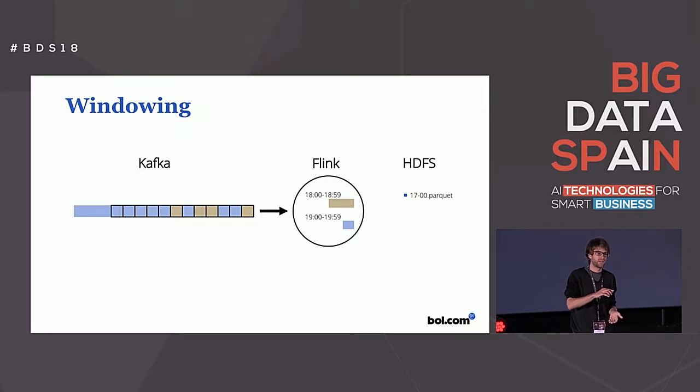Let's say we want to write hourly batch files, so batch files for every single hour. First, you can see that in the Kafka queue, I noted with brown and blue squares. The blue squares are for events between 19 and 20 o'clock, and the browns are events for 18 and 19. So you can see that the events are out of order, and that's also what happens in reality. You don't see your events come in order because you have distributed systems.